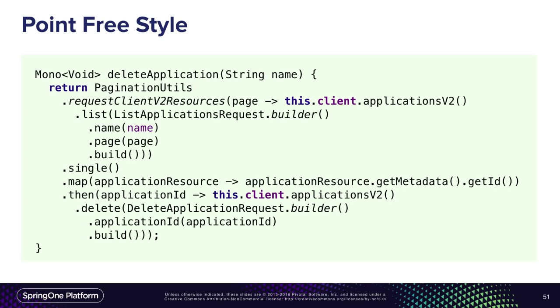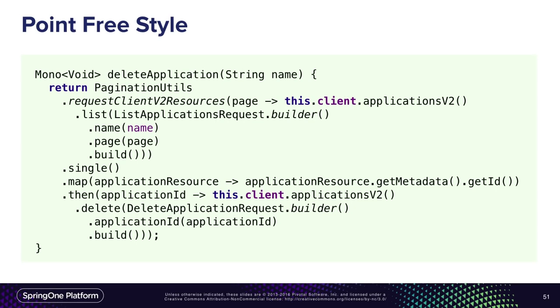So if I look at this, one second, calm down. If we look at this example, we've got a couple of builder methods here. The first one is list applications request. And then lower down, we have a delete applications request. Now, you can imagine that with the first one, I could start by creating that builder before I even do the return pagination utils, et cetera, and then just put in that request object inline in my code.